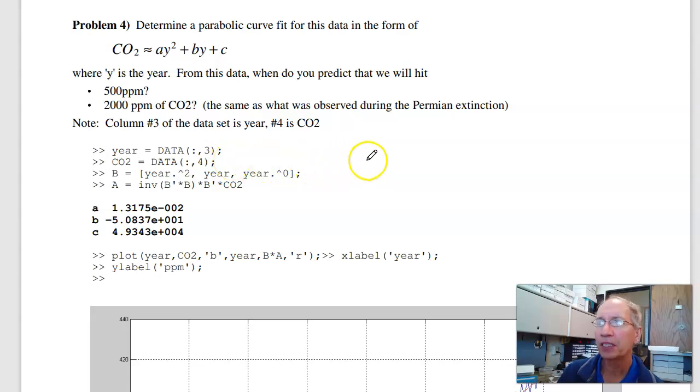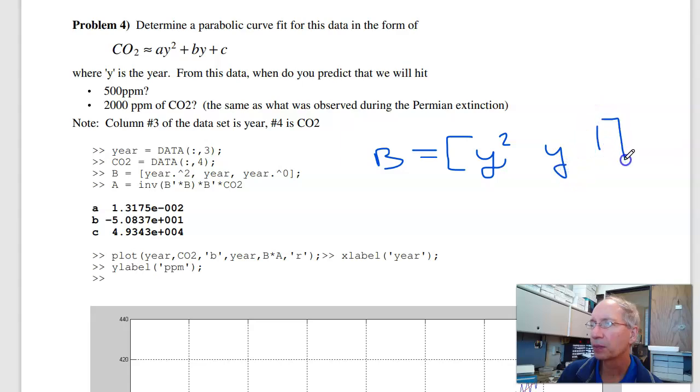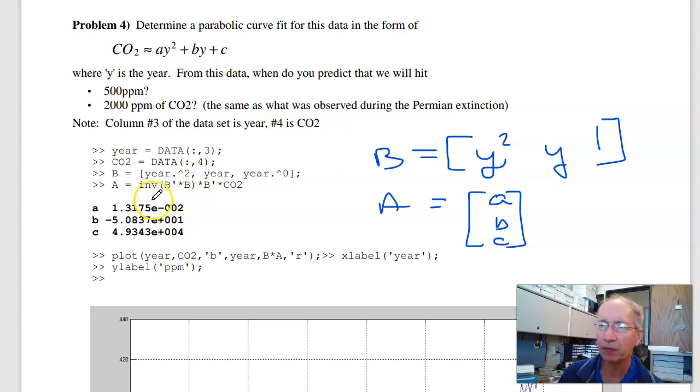The trick here is to set up your basis as, in this case, year squared, year, and 1. My unknowns are the constants: A times year squared, B times year, C times 1. To find A, it's least squares. That'll be B transpose B inverse B transpose Y, or CO2 in this case. This is the least squares solution. We're going to be using that over and over again. The derivation of it is in the lecture notes.